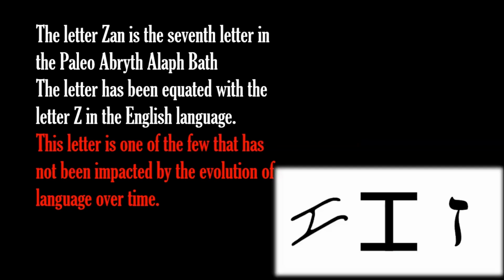So the letter Zan, as I indicated, is the 7th letter in the Paleo-Abryth AlaphBat. And this letter is equated with the letter Z that some of us, or most of us, may know in the English language. This letter, of course, is one of the few letters that have not been tarnished or changed or impacted by the evolution of languages over time. It has retained its sound.